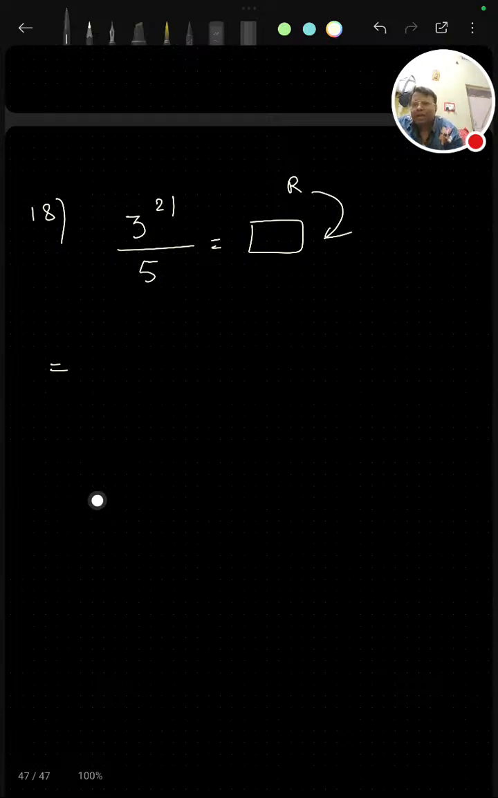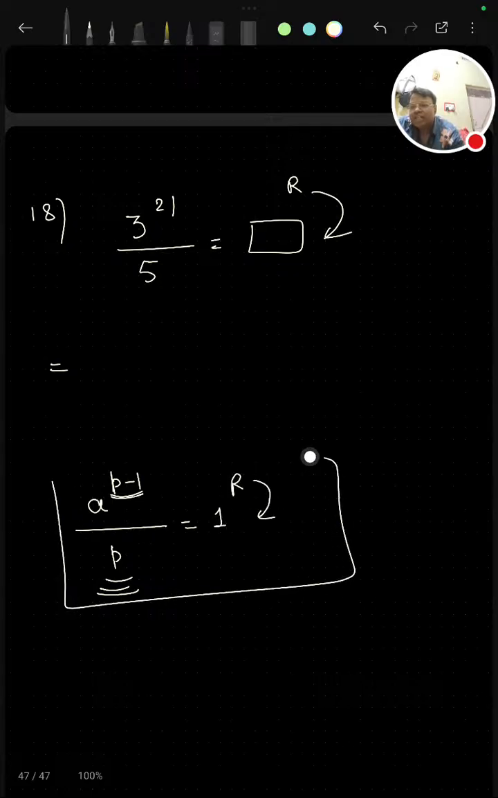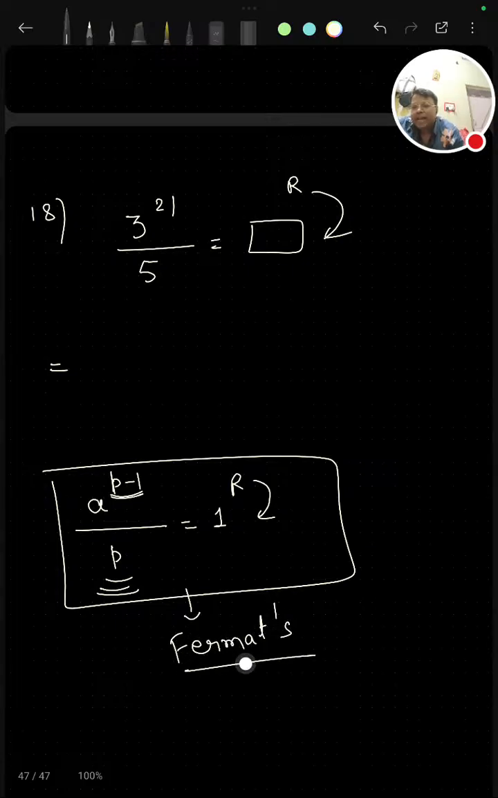Now you can see that according to Fermat's theorem, it is a and it is p. A and p are both co-prime numbers and p is a prime number. So it must have the power p minus 1. If it is p, then the power is p minus 1 and a and p are co-prime, then the remainder is always 1 according to Fermat's theorem. This is Fermat's theorem, and you have to apply it to find the remainder.